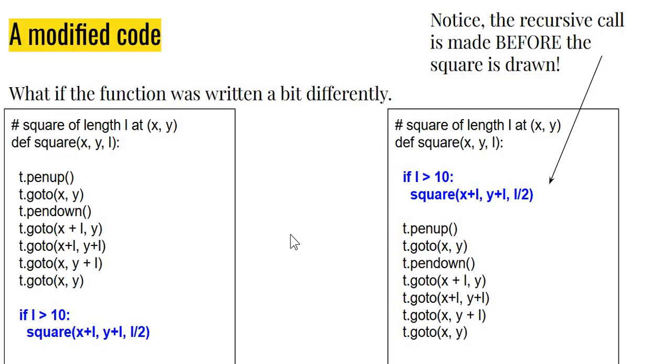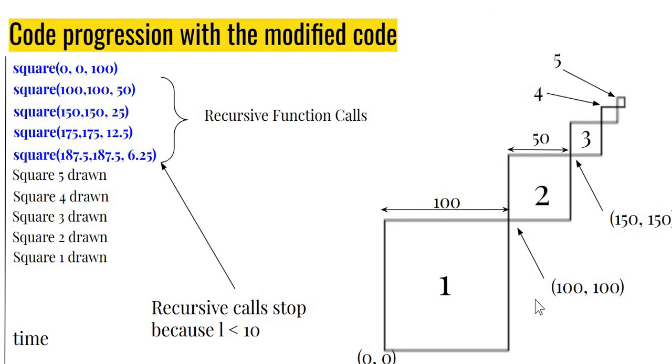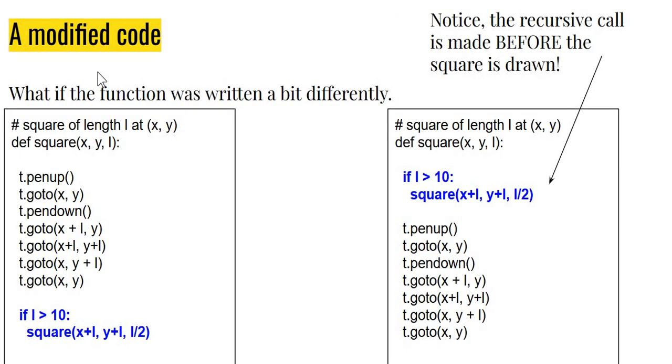The modification I've made is that previously I was drawing the square first and then making the recursive call. Here I'm saying, let me do the recursive call before I draw. Let's go through the sequence as it happens. From the command line, I give 0, 0, 100. This is a command that I make. Subsequently, every call is recursive, the function calling itself. As always, recursive code also runs top to bottom.